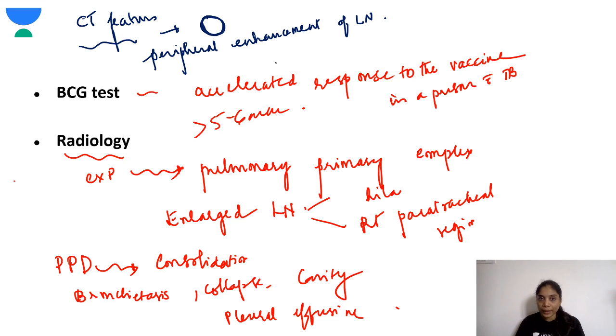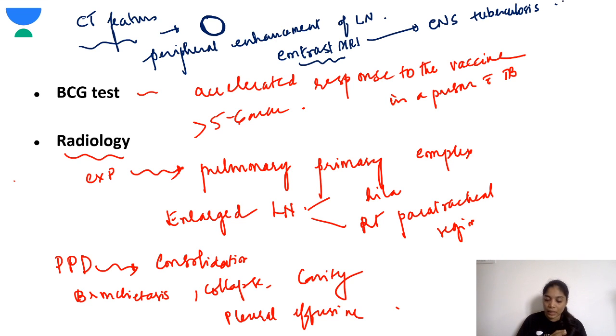Okay, when you get a contrast MRI, contrast MRI is very useful when there is meningeal tuberculosis, CNS tuberculosis. This will help in localizing the lesion, and it will show you the meningeal enhancement, if there is any brainstem lesion, if there is any ventricular dilatation. So that's why MRI is important when you're diagnosing tuberculosis of the CNS.